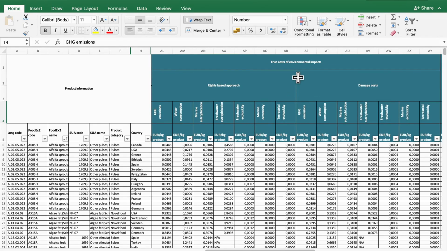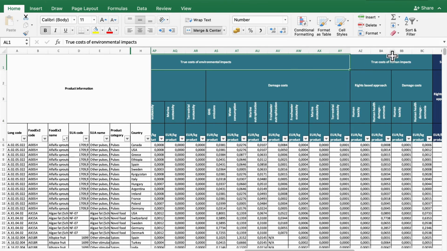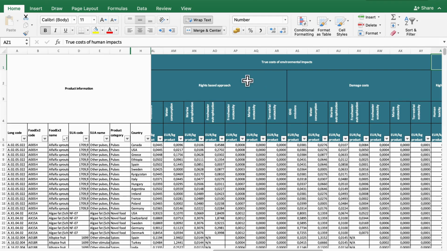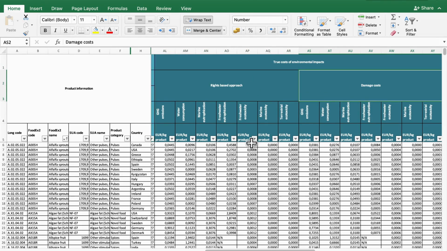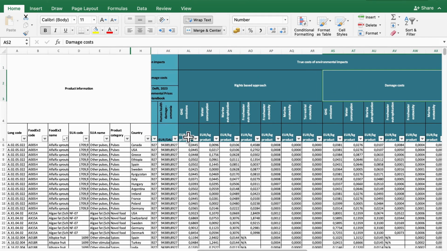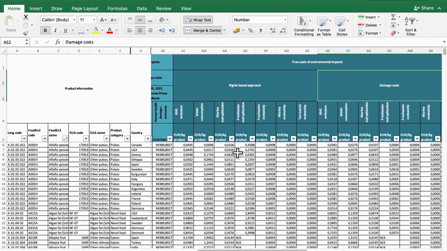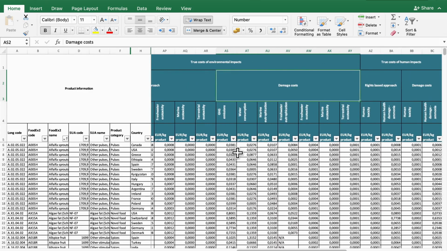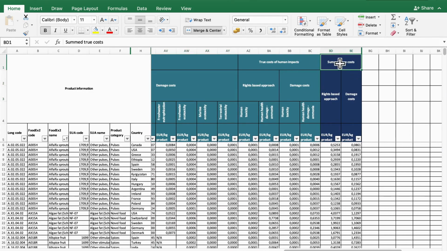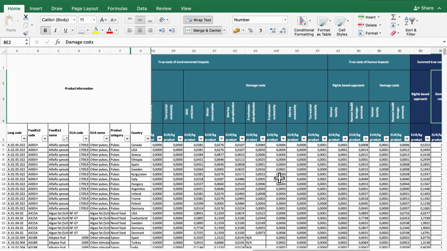Then we have the true costs, which again are divided into environmental and human impacts and into the two different monetization approaches. And these are given then in euros per kilogram of food product. And then finally, we have the summed true costs for each of the monetization approaches, again given in euros per kilogram of food product.